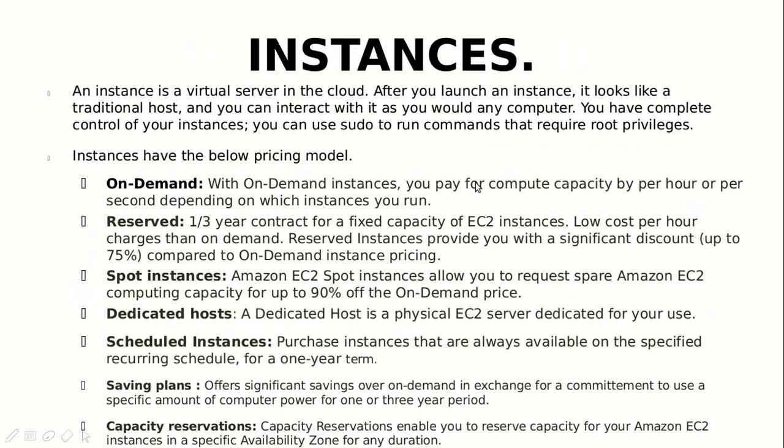Next comes your instances. So what are your instances? Now an instance is nothing but a virtual server in the cloud. It's a virtual machine running in your AWS cloud. After you launch an instance, it looks like a traditional host and you can interact with it as you would with any computer. Your virtual machine is nothing but a machine which looks similar to any host machine, and you can interact with it and you can do anything you want, just like any other machine.